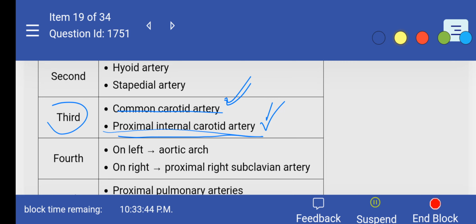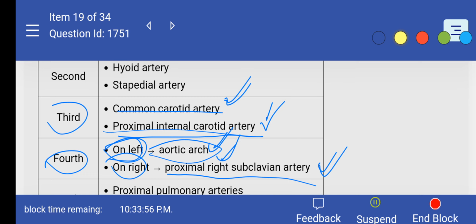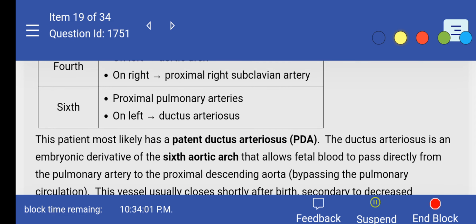We will talk about that. The fourth on the left side gives rise to the aortic arch, while on the right side it gives rise to the proximal right subclavian artery. This one has also come as an MCQ. We will talk about this. But in this case they have mentioned the sixth, right? That gives rise to the proximal pulmonary arteries, and on the left, the ductus arteriosus. Now they have mentioned this case of ductus arteriosus.